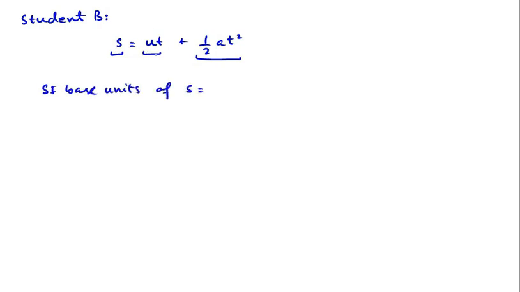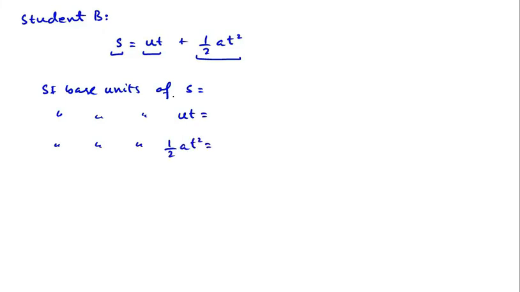Now let's say another student B suggests a different equation: s equal ut plus half at squared to relate s, u, t and a. Students, this equation also has 3 terms, s, ut and half at squared. To check the homogeneity of this equation, let's calculate SI base units of each term in the equation. SI base units of the first term s, SI base units of the second term ut, and SI base units of the third term half at squared.